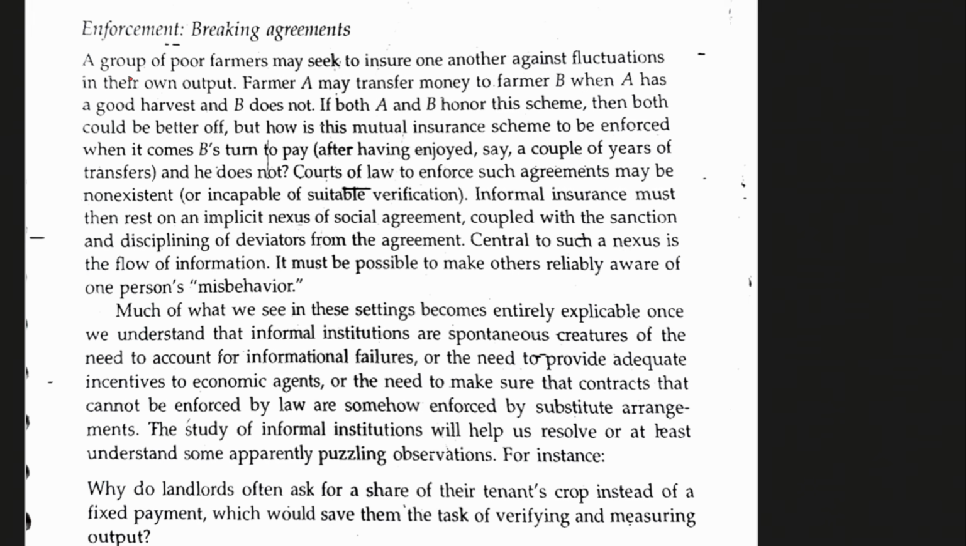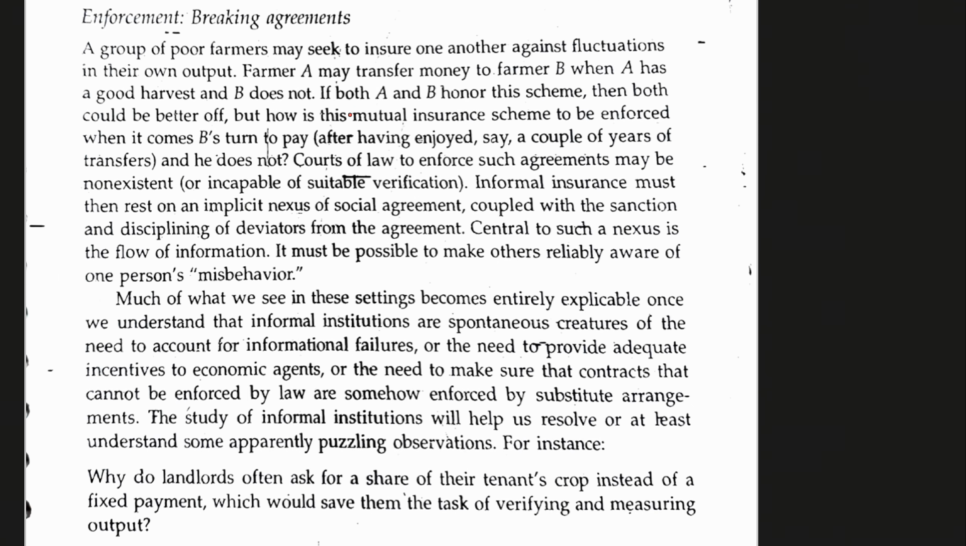Breaking agreements. The group of poor farmers may seek to insure one another against fluctuations in their own output. Farmer A may transfer money to farmer B when farmer A has good harvest and B does not. If both A and B honor the scheme, then both would be better off.